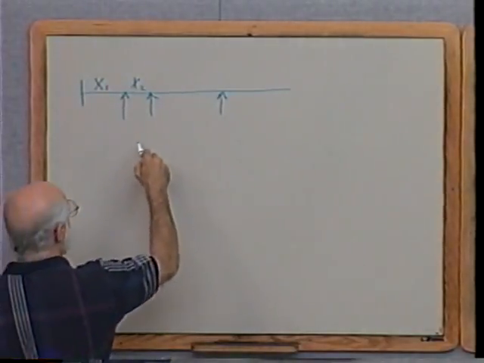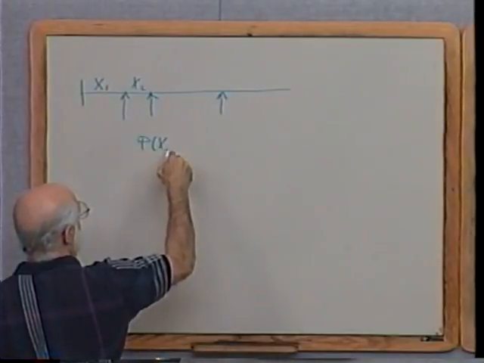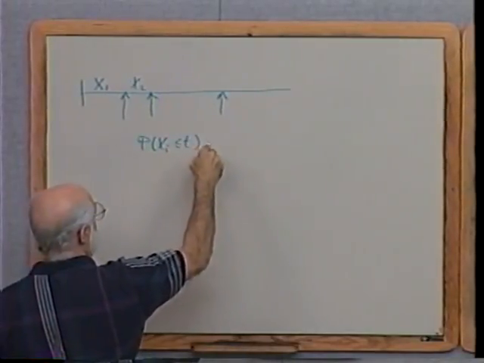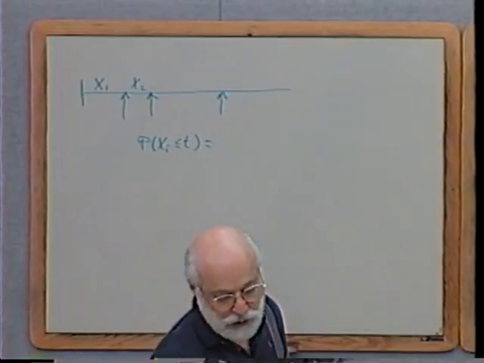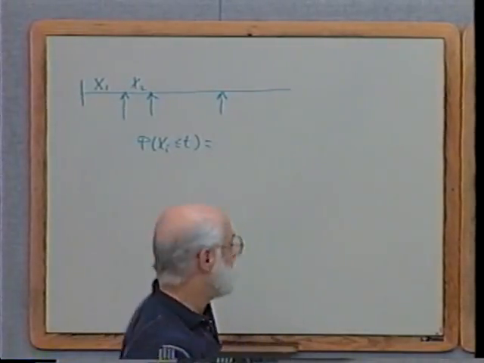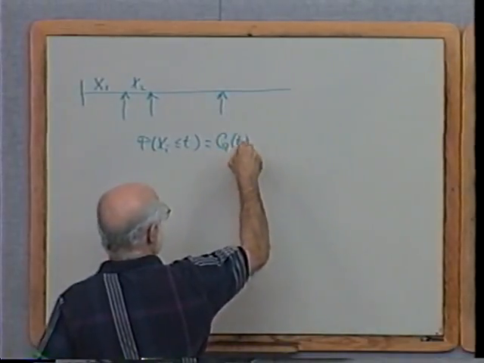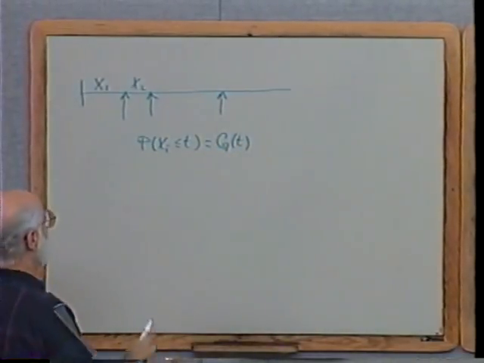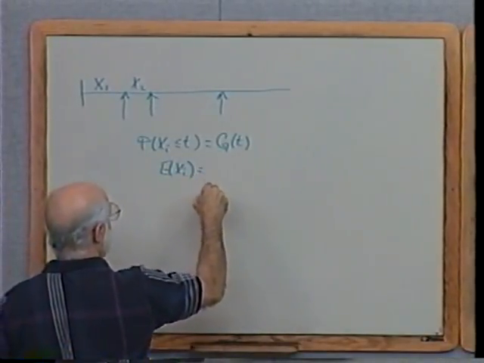And the distribution function of the x's, the probability that any x is less than or equal to t, is called, what do we call it, f or g? I guess we called it g. And furthermore, the expected value of the x's is equal to beta.